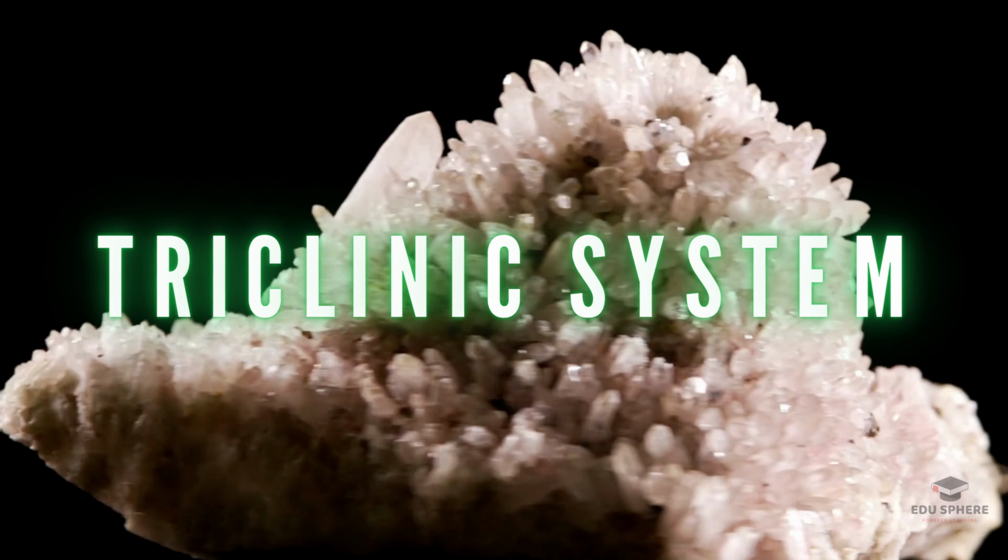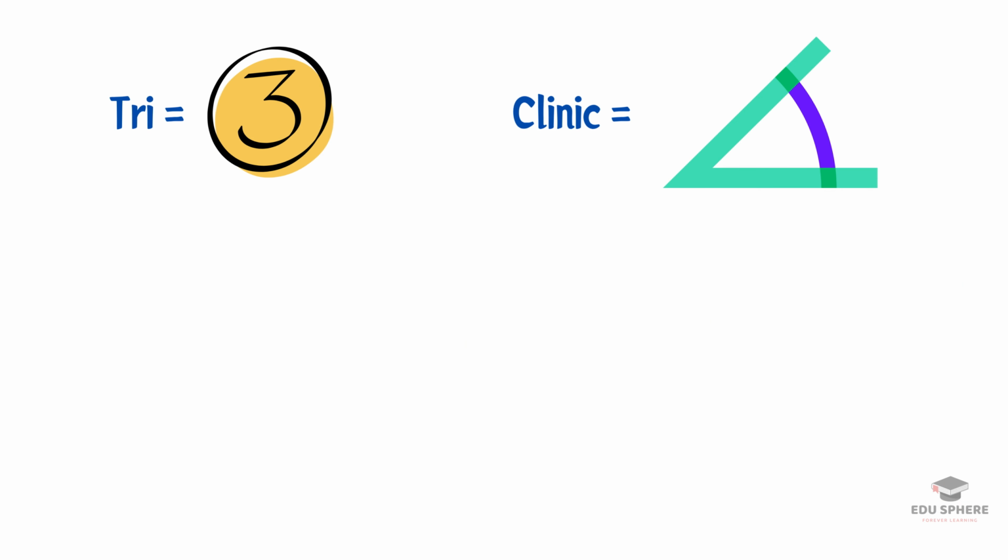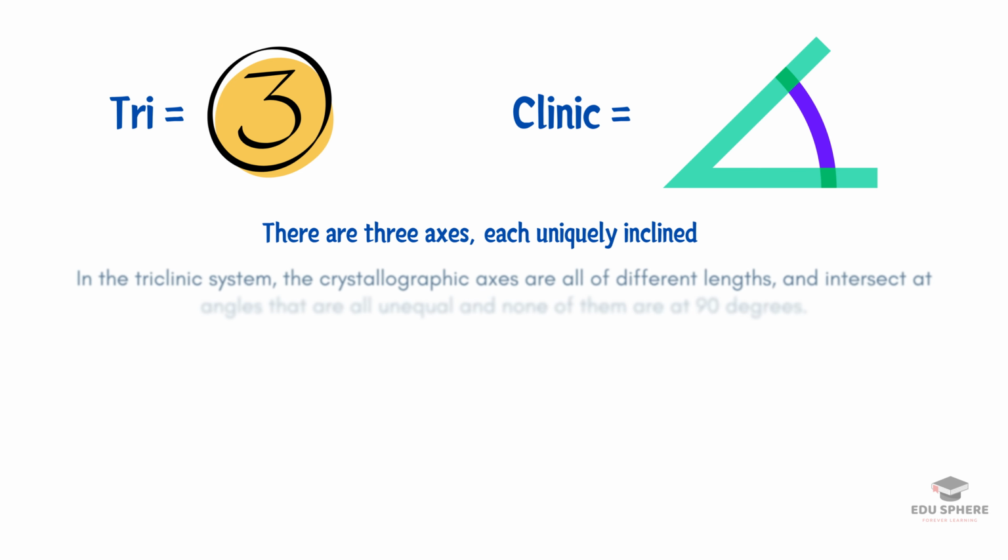The word triclinic comes from the roots tri, which means 3, and clinic means incline. So, the name indicates its defining feature, which is there are 3 axes, each uniquely inclined. In the triclinic system, the crystallographic axes are all of different lengths and intersect at angles that are all unequal and none of them are at 90 degrees.